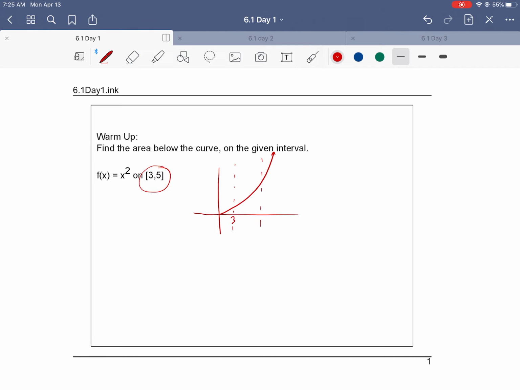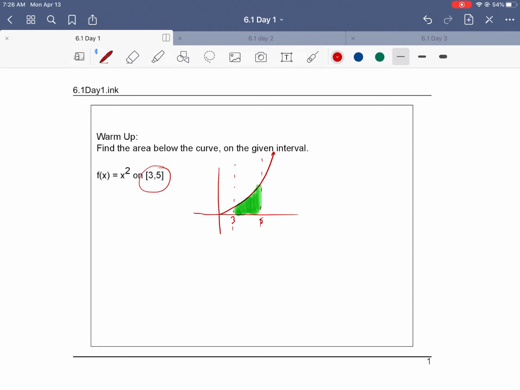So 3 to 5, we treat those sort of like vertical asymptotes. Rough estimation here, this is 3, this is 5. So this warm-up is just asking us to find the area of this space. Remember, in the beginning of chapter 5, we started by estimating with rectangles, okay, and then we got into the exact value by integrating or anti-deriving.